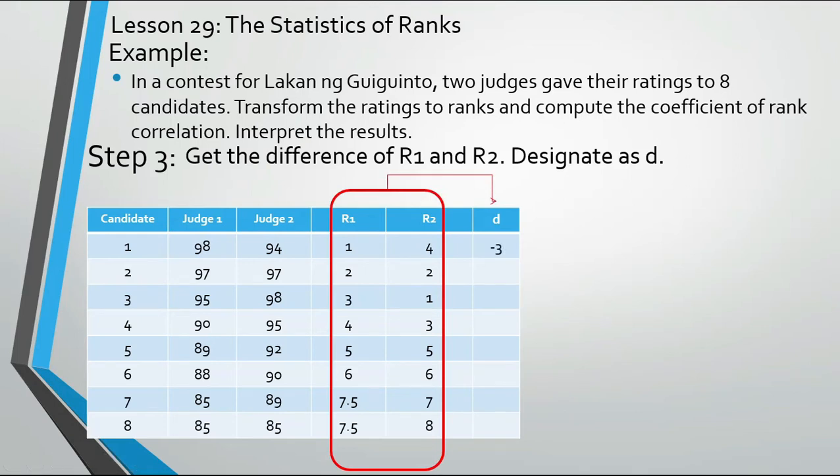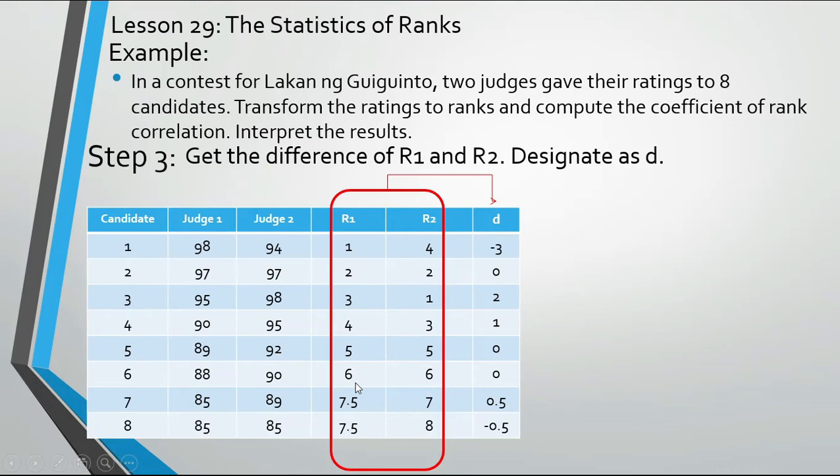So, 1 minus 4. Yan. Negative 3. 2 minus 2. 0. 3 minus 1. 2. 4 minus 3. 1. 5 minus 5. 0. 6 minus 6. 0. 7.5 minus 7.5. 7.5 minus 8. Negative 0.5. So, nakuha ko na yung difference ng ranks.